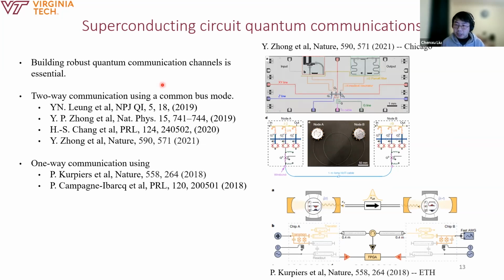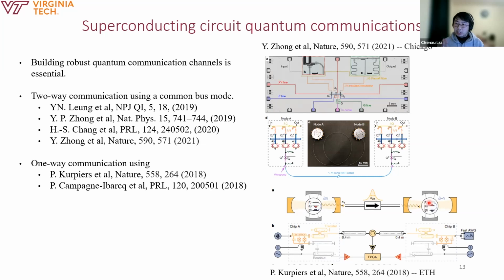The quantum communication between these different chips either relies on using a common transmission line mode as a bus mode to mediate the interaction between the transmon qubits on different chips, or uses a single microwave photon emission and absorption process to achieve one-way quantum communication between different chips. But how to build a very robust quantum communication channel against photon loss error is still a very challenging task.